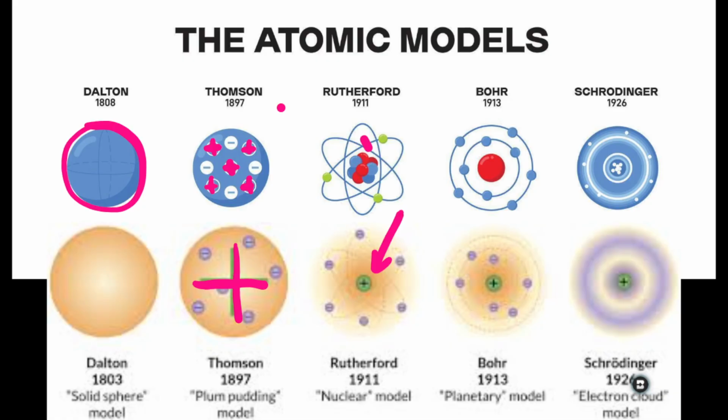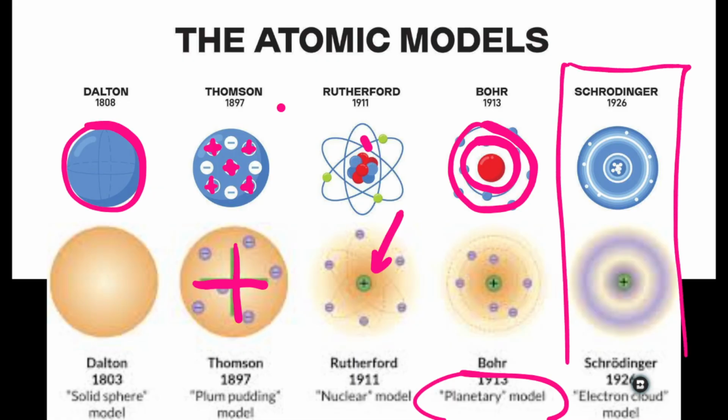Then we have Bohr. Bohr discovered that there are different energy levels around the atom, and that's where the electrons lay on them. So we call them the planetary model because it kind of looks like planets surrounding the sun. And then the last one is our current atomic model, the electron cloud model, or the quantum model, from Schrodinger. But this is beyond us. We don't really need to care about that one for now. We're going to study Bohr's model most.